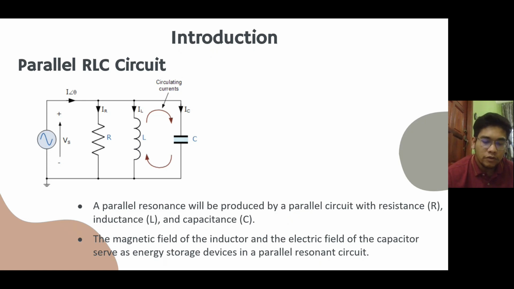Now let's move on to our first point of this presentation. A parallel resonance will be produced by a parallel circuit with the resistance R, inductance L, and capacitance C. Second point is the magnetic field of the inductor and the electric field of the capacitor serve as energy storage devices in a parallel resonance circuit.